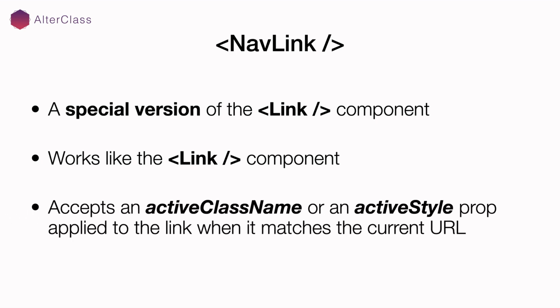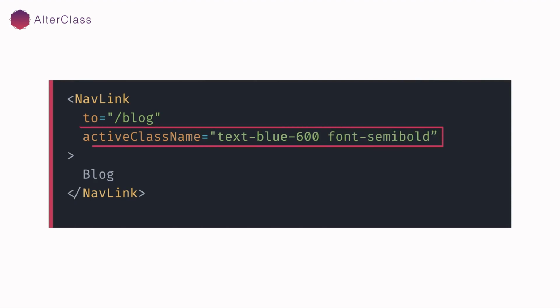So the NavLink component also accepts an active class name and an active style prop to set the styles using CSS class names or inline styles when the link is active, like in the following example. Note that by default, React Router sets a class named active on the active NavLink, which will be joined with the class name prop. So this gives you a third way to style your active links, simply by adding the CSS styles to the active class.